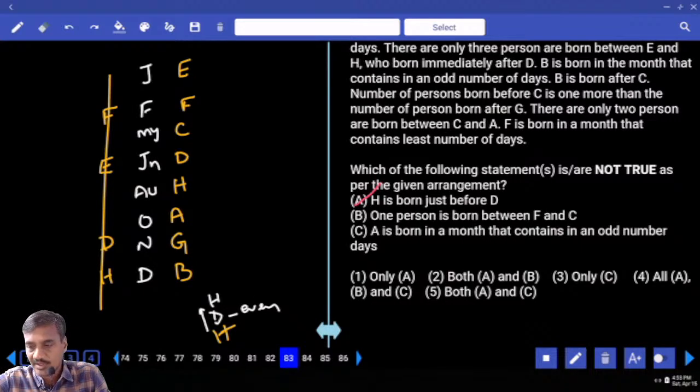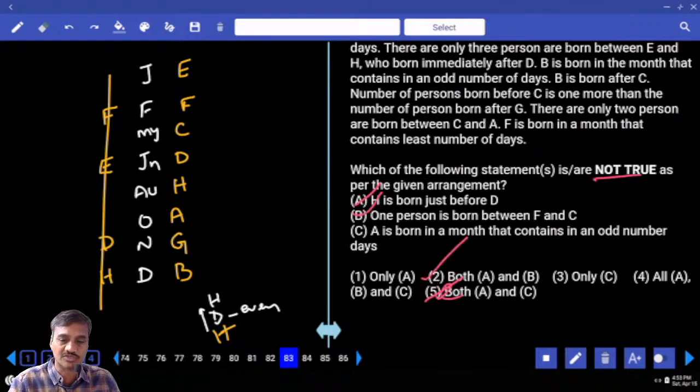And next one, and what about B here? Now if you take B and C, if you check out. Now A is born in the month that contains odd number days. That is also true. A and C were true. And B, one person born between F and C, that is false. Now definitely false, definitely false choice. These two are false. And A is born in the month of odd number days, that is definitely true.